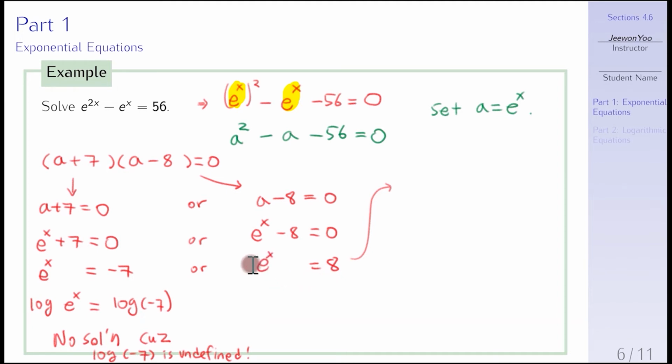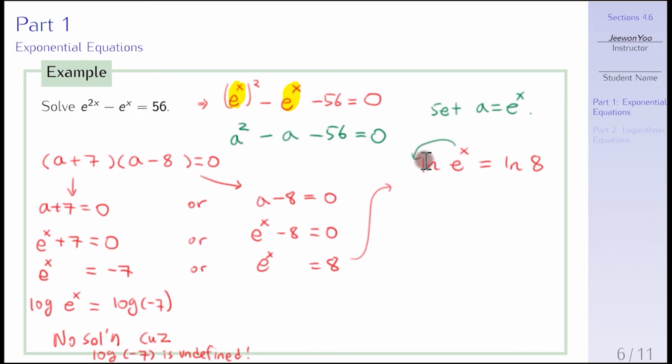Whenever you see e, like over here, I think I should have used ln, which is natural log. Natural log and e are closely related to each other. You must use ln when that happens. In this case, I prefer to put ln on both sides instead of log. This time, ln of 8 is a positive number, which is totally fine. So it works.